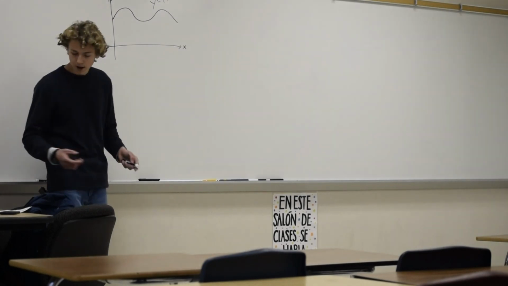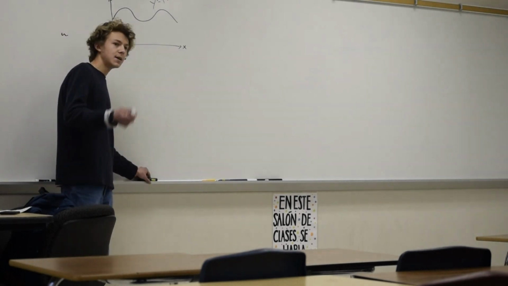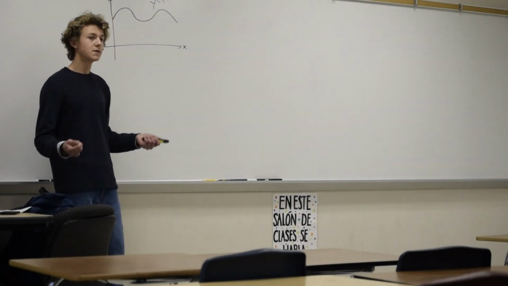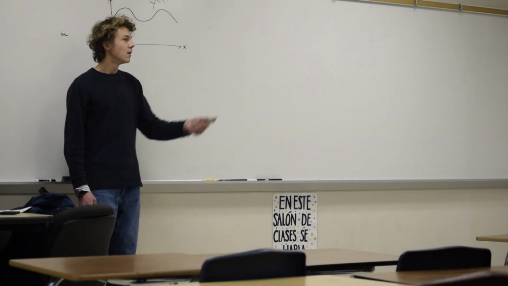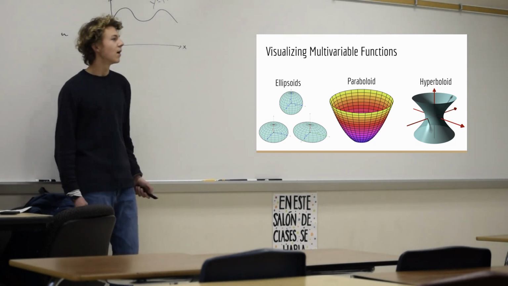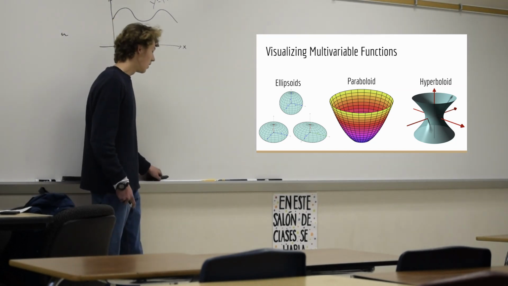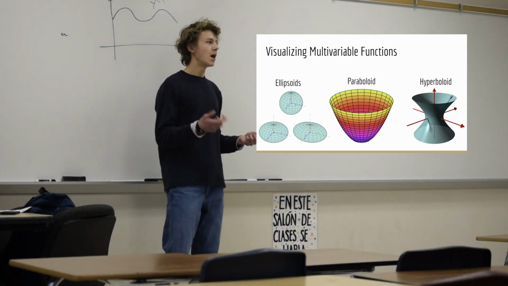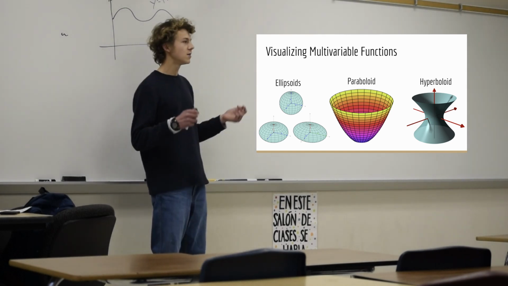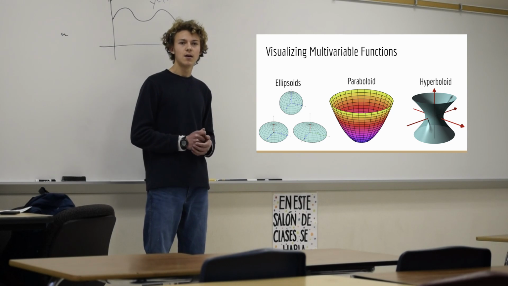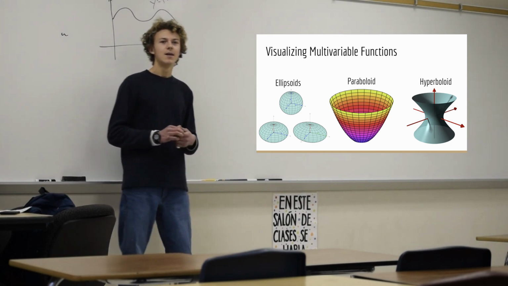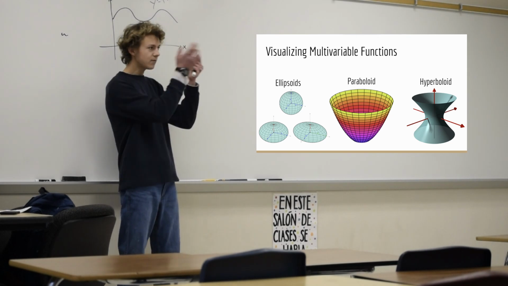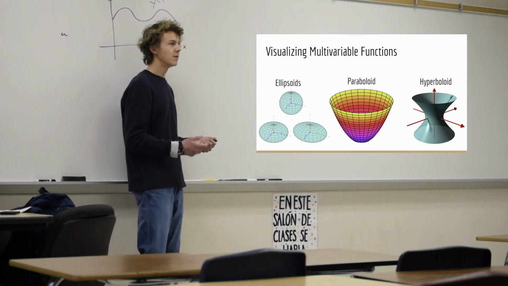And so I'll show some examples of really simple curves. These are the simplest curves in 3 dimensions that we can imagine. We have ellipsoids, paraboloids, hyperboloids. These are just a few examples of curves in a multivariable system.